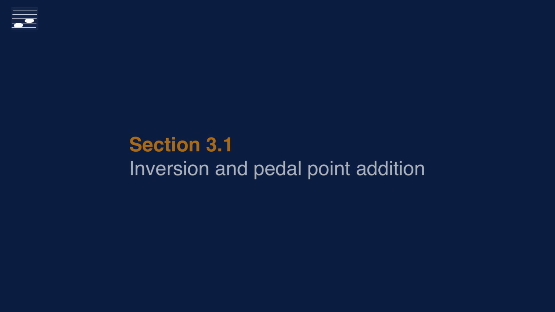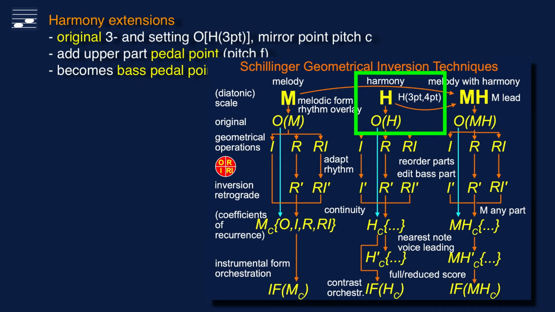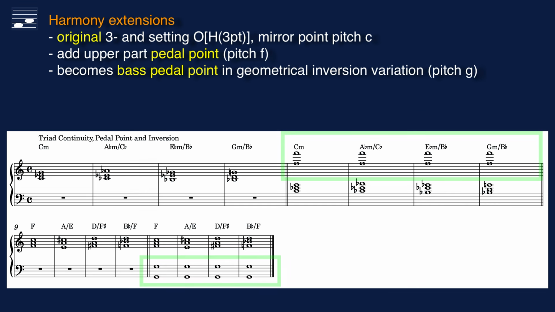The texture is enriched through the addition of a pedal point pitch. In the original setting, find the top part pedal point pitch F natural. This becomes a bass pedal point pitch G natural for the strict inversion variant progression.